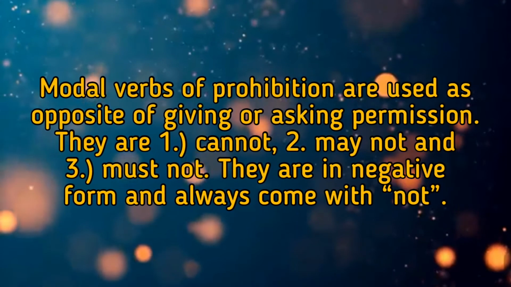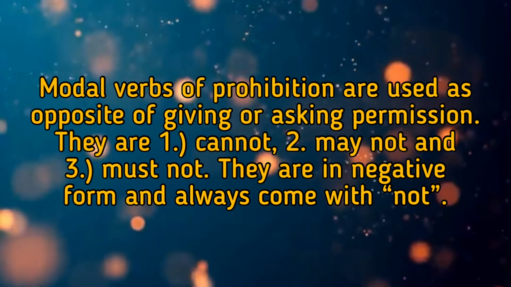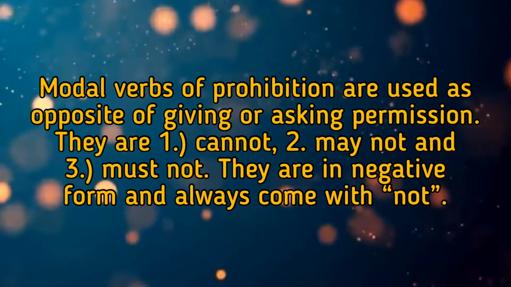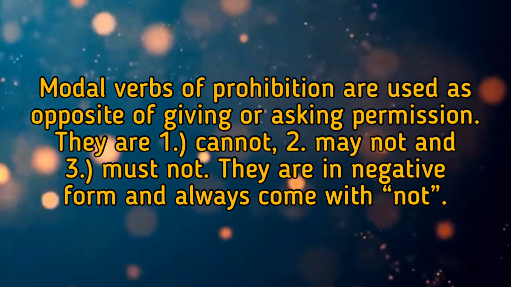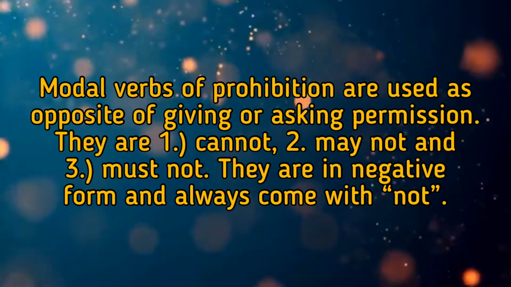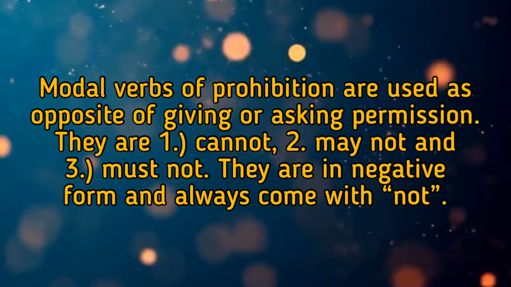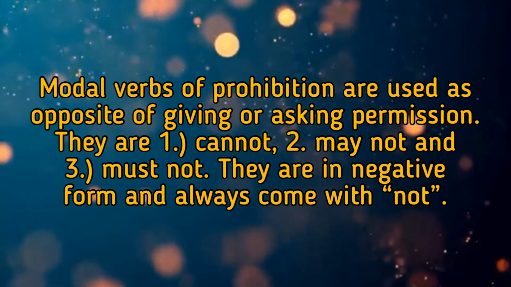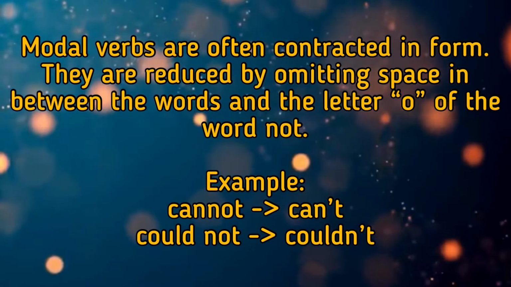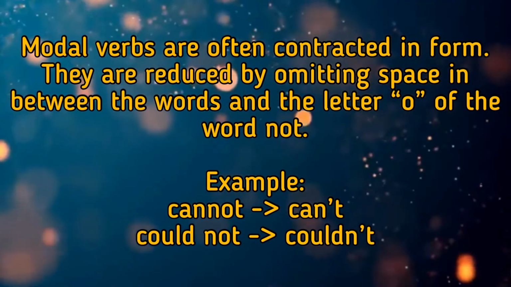Now, let's define modal verbs of prohibition. Modal verbs of prohibition are used as opposite of giving or asking permission. They are cannot, may not, and must not. They are in negative form and always added with the word not. Also, my dear grade 9 learners, modal verbs of prohibition are also often contracted in form.